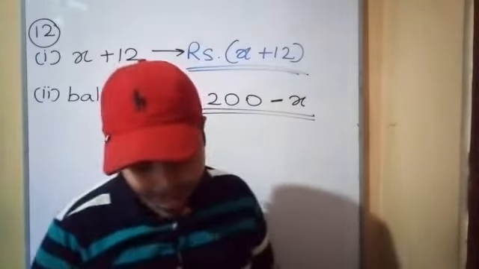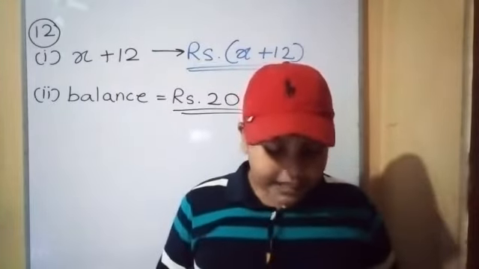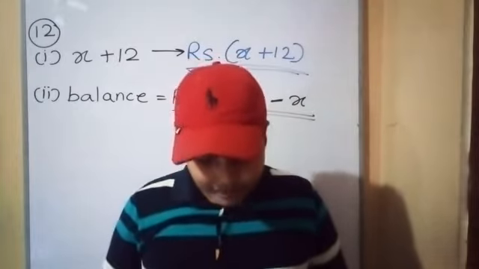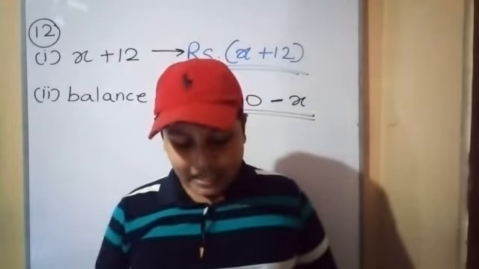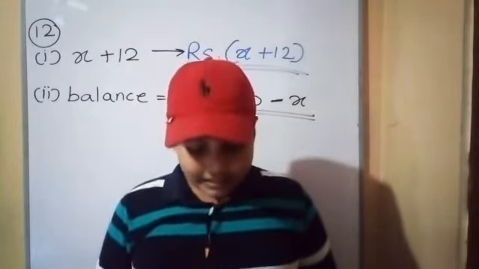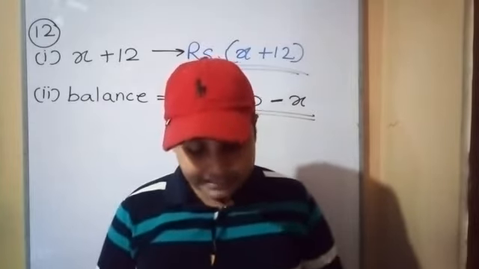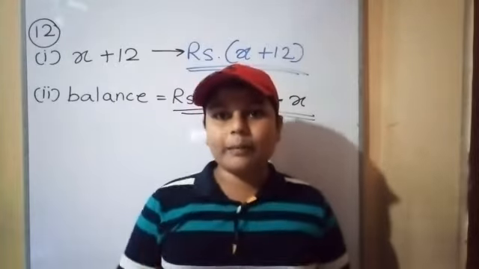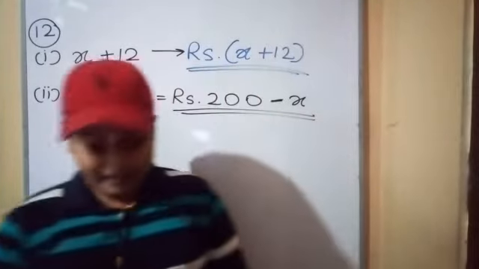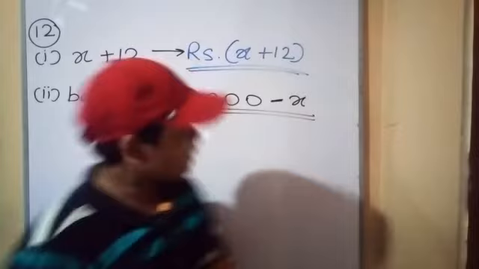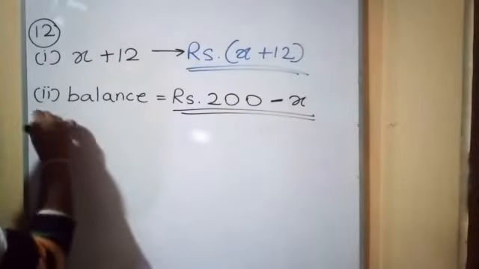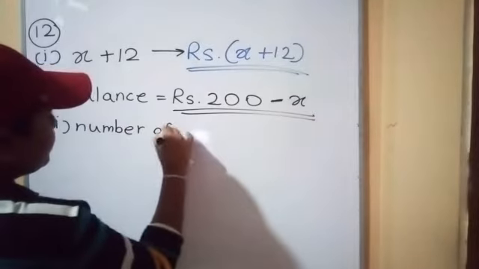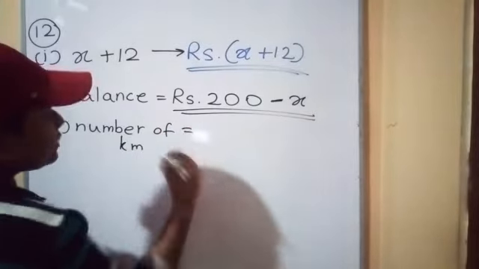The third question. A vehicle can travel Y kilometers with a petrol liter. If the vehicle travels 10 kilometers after pumping 1 petrol liter, write down the number of kilometers in terms of Y that the vehicle can travel further by using the remaining petrol. Now they are asking for the number of kilometers.